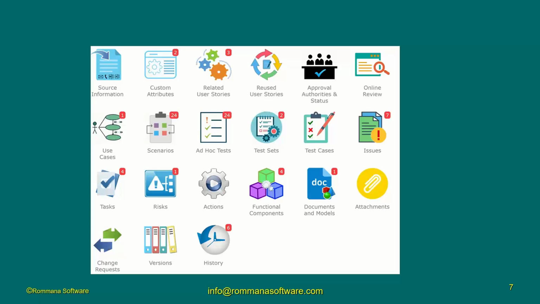Once the status of the user story changes to what we call baselined or implemented, and this is only unique to Rommana ALM. And remember, ADO does not allow you to baseline a user story, which means a user story can remain changing anytime. Well, theoretically speaking, in agile projects, yes, we say you can change things anytime, but practically you cannot do that.